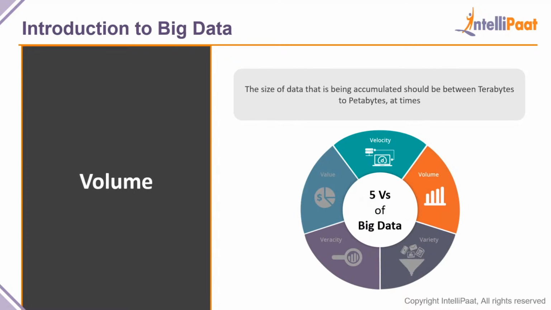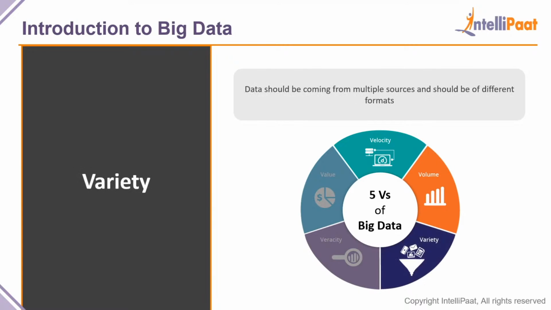And then we have volume. Volume means the most obvious thing about big data is that it's big. So anywhere you're storing big data, it should be extremely large in size, from terabytes to petabytes. That accounts for volume. Next, we have variety.